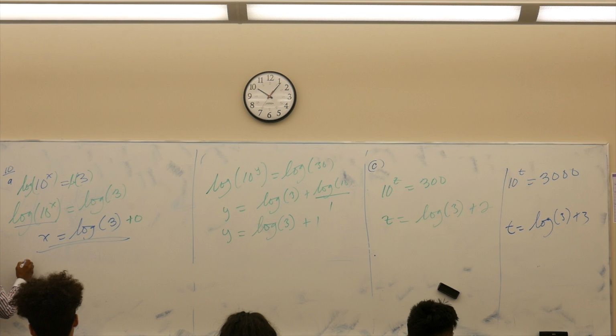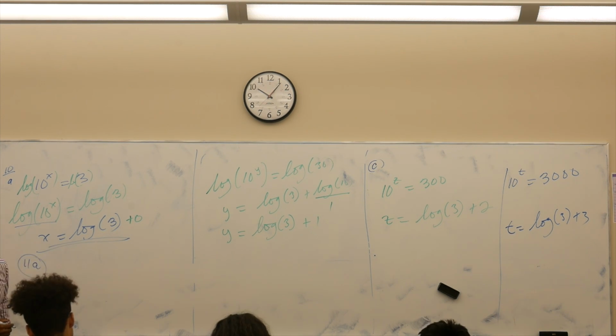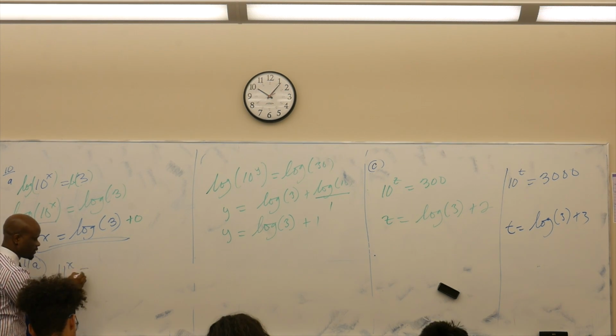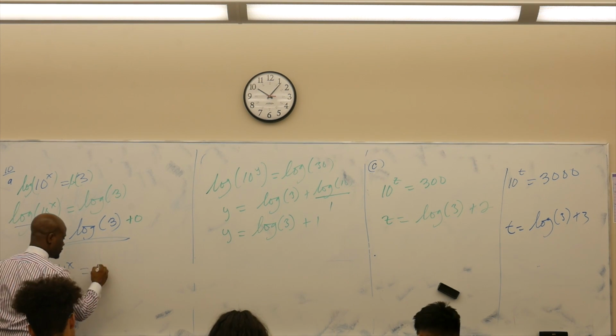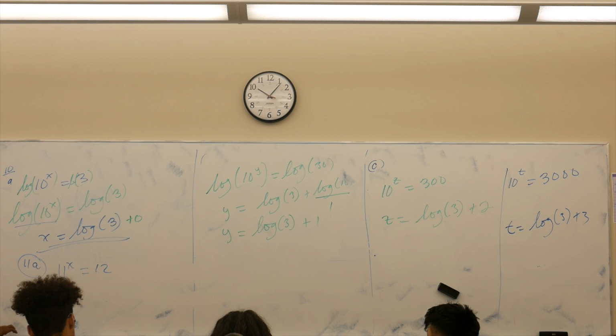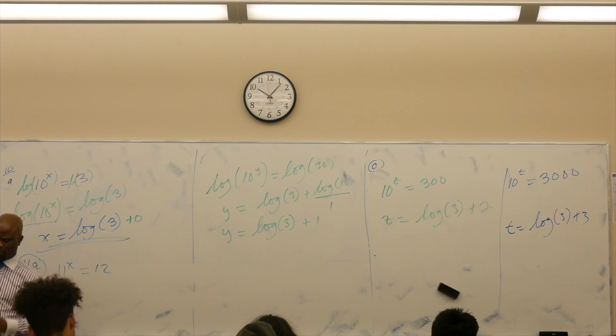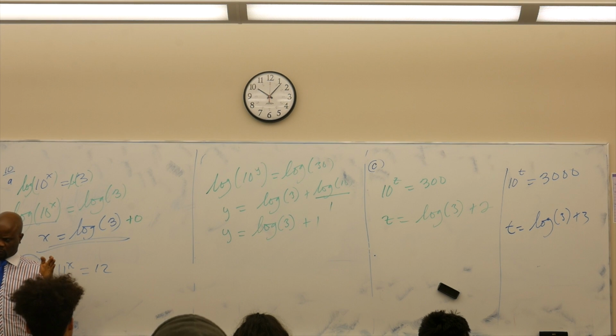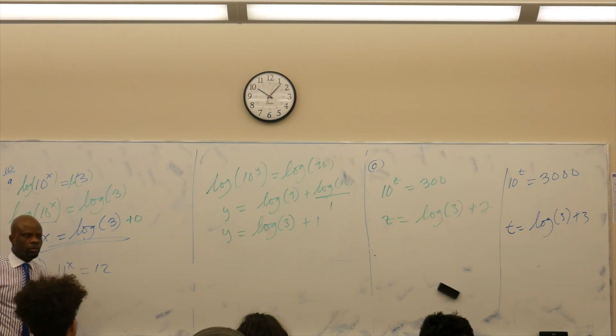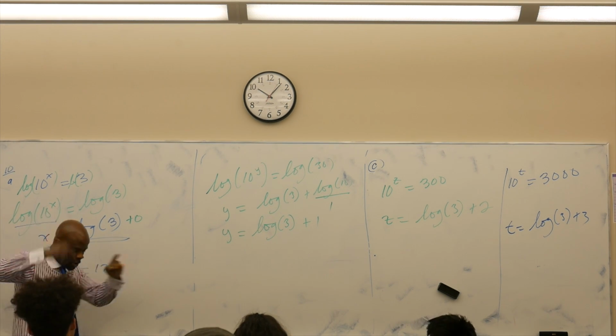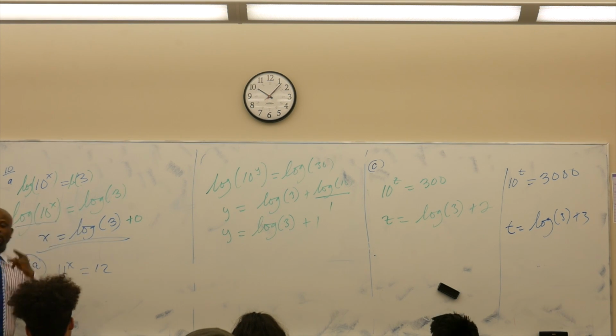Let's look at 11a. 11a says, this is crazy. They started with 11 and they started with 11. Right? So 11 to the x is equal to 12. They want us to explain why x has to be a number bigger than 1 but less than 2. So it has to be between 1 and 2, like 1.1, 1.2, 1.3, 1.4, 1.5, 1.6, 1.7, 1.8, 1.9, right? It can be anywhere between that, right?